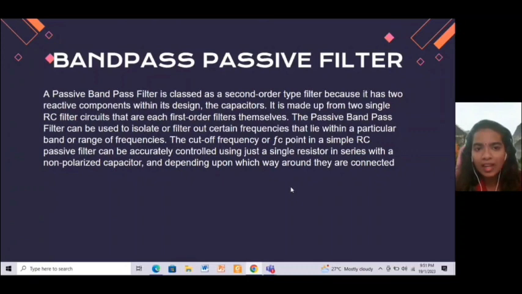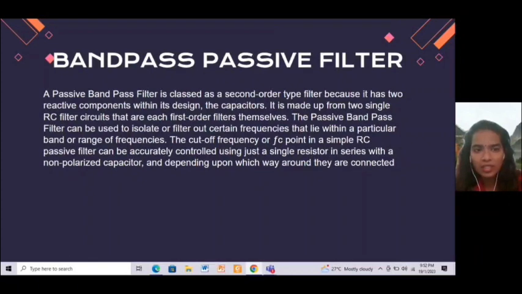A passive bandpass filter is classed as a second order type filter because it has two reactive components within its design: the capacitor. It is made up from two single RC filter circuits that are each first order filters themselves.